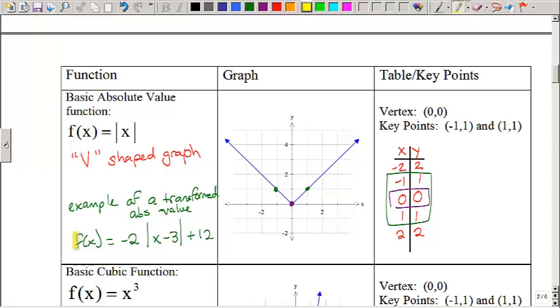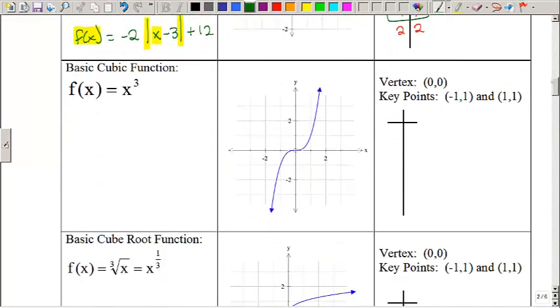I want you to be able to see that we have an f of x equals, you see the absolute value bars, and we're taking the absolute value of x. We do also have a minus 3 in here, a plus 12 on the outside, and a multiply by -2. Those are all transformations, but I want you to be able to look at this and see that its parent function is the absolute value graph.